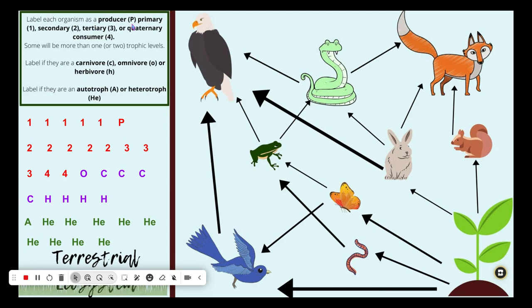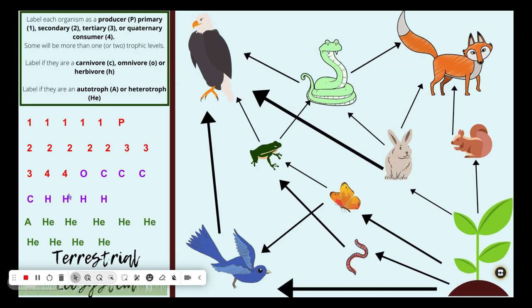The P, if something is labeled with a P, it's your producer. Okay. And then for all the rest, they're all consumers of some sort. Are they the first consumer, the second consumer, third consumer, fourth consumer? So that's how you're going to label them. Okay. So that's what the 1s and the P's and the 2s and the 3s all mean. Okay. The O, C, and H, omnivore, carnivore, and herbivore. So that's where this part is in case you forget, right? And then this part, the A, the HE, these are your autotrophs and heterotrophs, right?